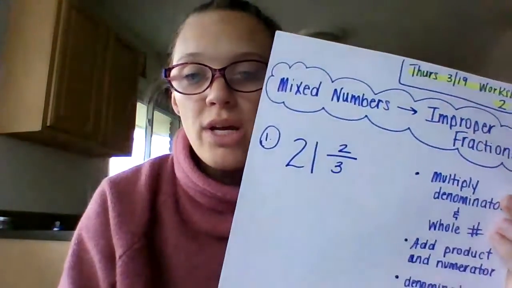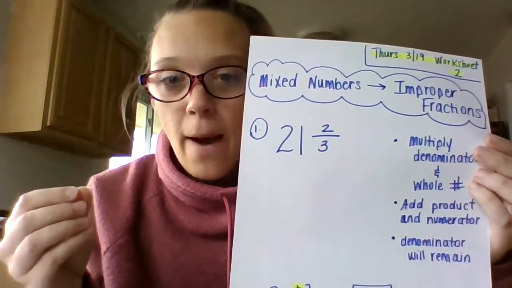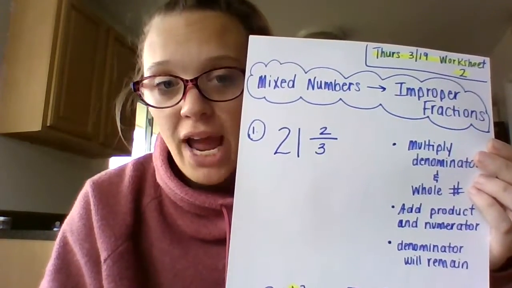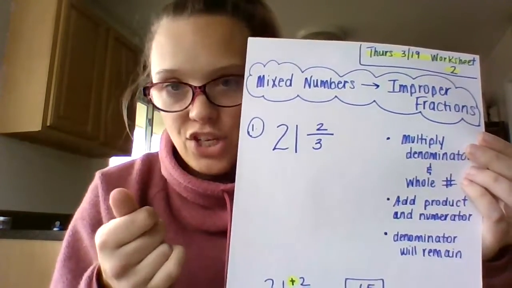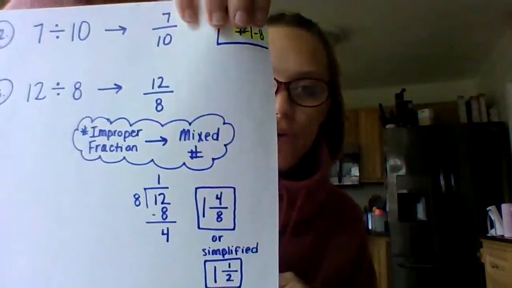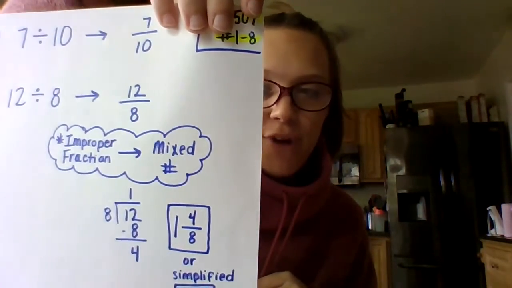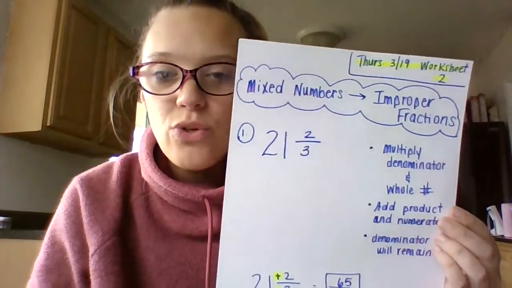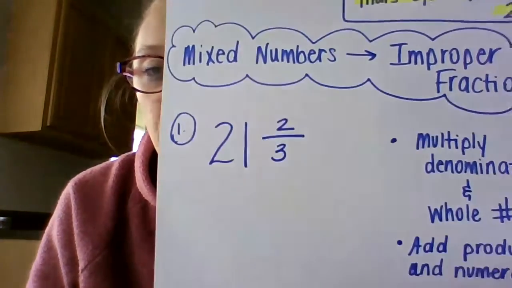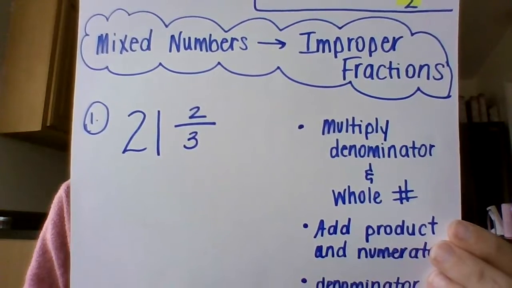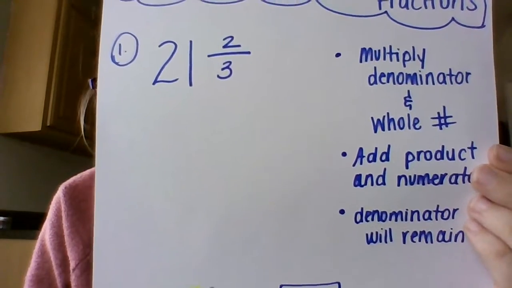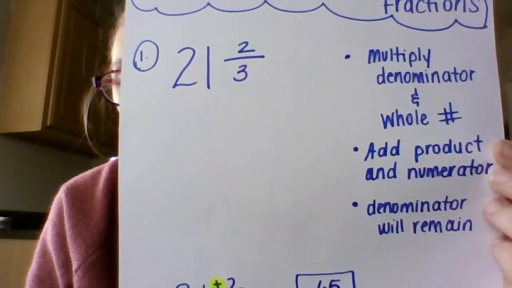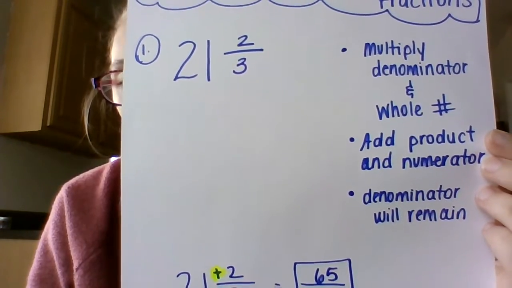All right, so every problem on worksheet day 2 is going to ask you to take a mixed number and turn it into an improper fraction. So this is now the opposite work. I just taught you or reminded you really, of improper fractions to mixed numbers. Now we're going to work the opposite way, mixed numbers to improper fractions. So how you do that is, first you multiply the denominator and the whole number. Then you add the product to the numerator, and your denominator will remain.